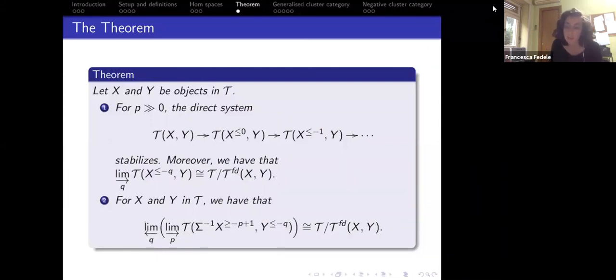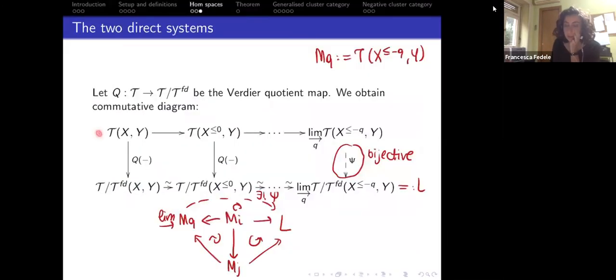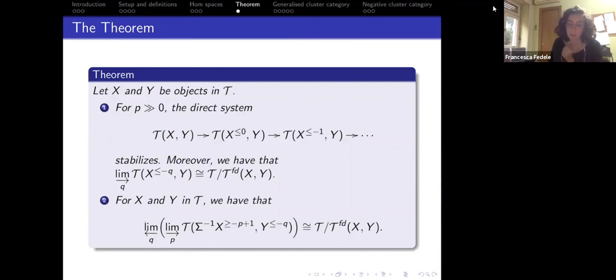So if we start with two objects in T, X and Y, then we also have this extra thing. For P big enough, the direct system over T, the one that was the top row here, stabilizes, which means basically that the limit will be isomorphic to the Hom space of X less than or equal to minus P, comma Y for P big enough.